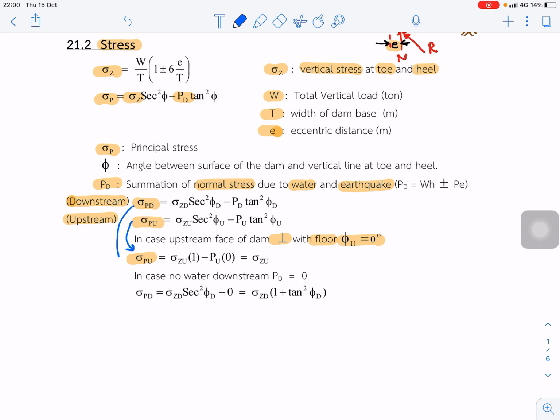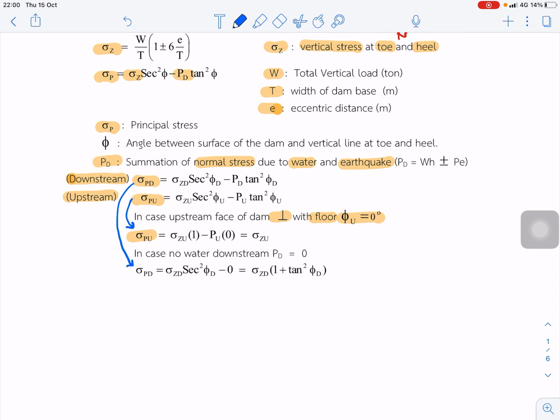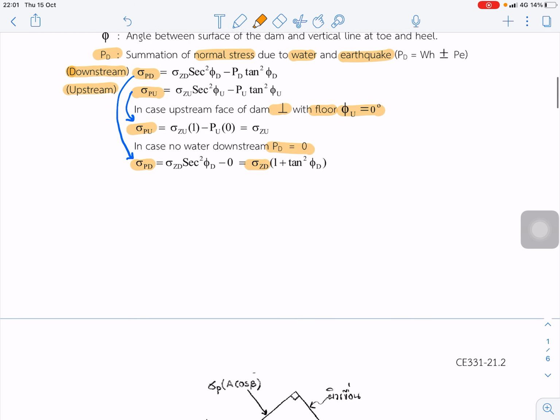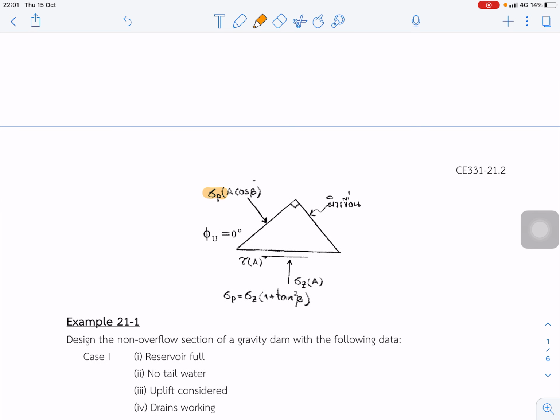And for the downstream, in case of no water downstream, PD is 0. So the principal stress is equal to the vertical stress times 1 plus tan squared phi d. Okay. So we can write in terms of the combination between the principal stress and shear stress like this for the relationship on the vector force.